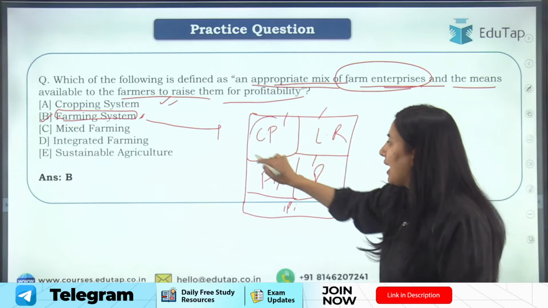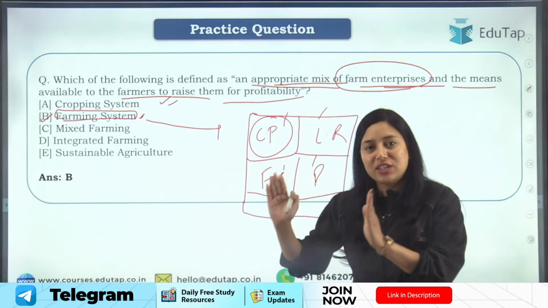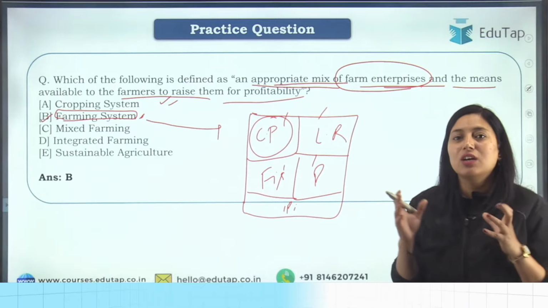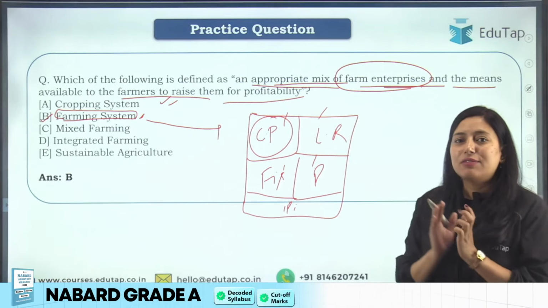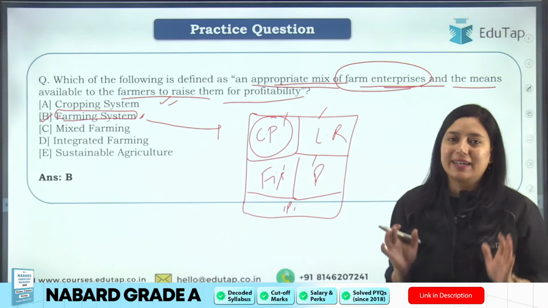One activity that is carried out in the farm is called one enterprise. Crop production is one enterprise of ours, from where we get some return. Similarly, livestock rearing is another enterprise; fisheries, poultry, and piggery are different enterprises.